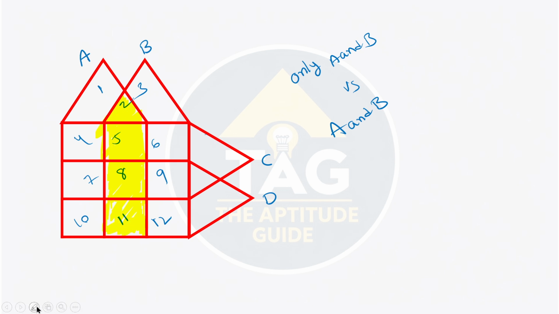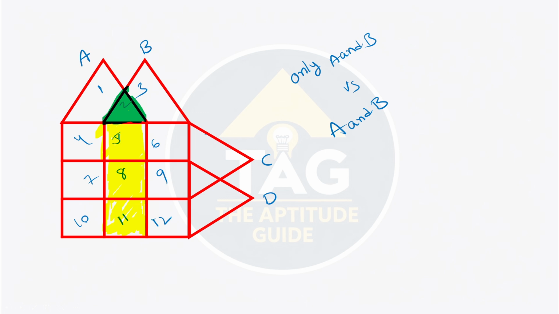As far as only A and B is concerned, no other set should be involved in this. So this is how it works. This is only A and B. Clear? No other set should be involved in this. This is only A and B, and the sum of these four is A and B.